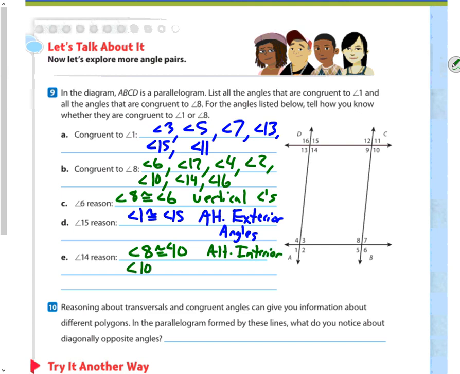Is angle 10 congruent to angle 14? If I look at that, they're corresponding. They're in the same spot. And that means angle 8 would be congruent to angle 14 as well. All right.